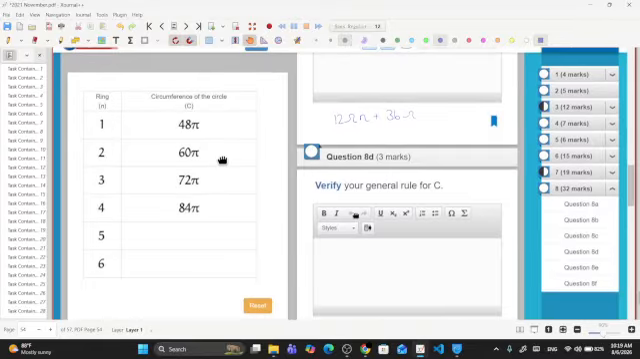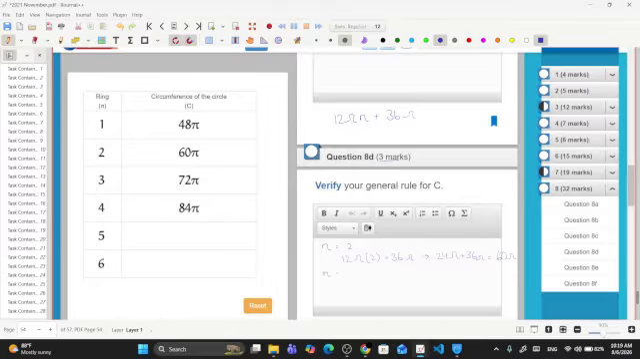In order to verify this, since it's a 3 mark question, let's do it for three values. Let's do it for n equals 2. So you have 12 pi times 2 plus 36 pi. That gives us 24 pi plus 36 pi, which gives us an answer of 60 pi.